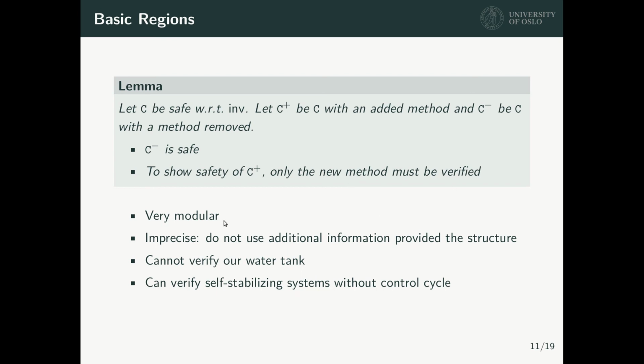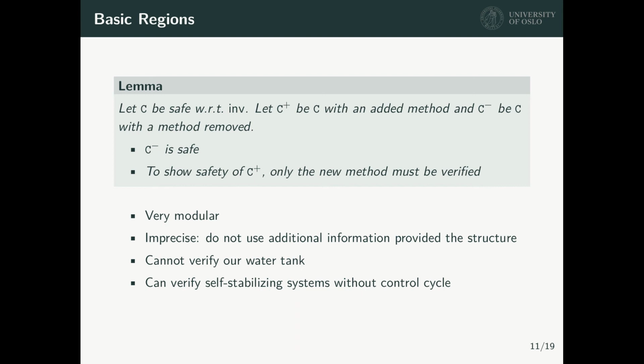So we are very modular, but of course we are very imprecise, because most of the time we have some kind of control cycle, which actually makes sure that we do not run forever. We do not have to establish safety forever. So if I have a self-stabilizing cycle without an internal control cycle, this holds. But for example, we cannot even verify our water tank. But basic regions are a baseline that we have, because we can apply them without using any additional information.